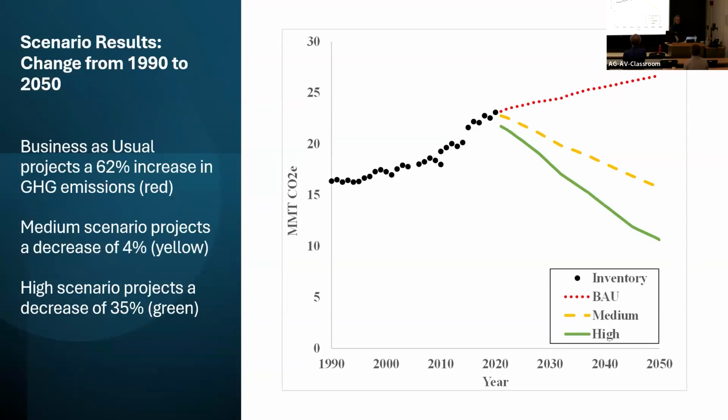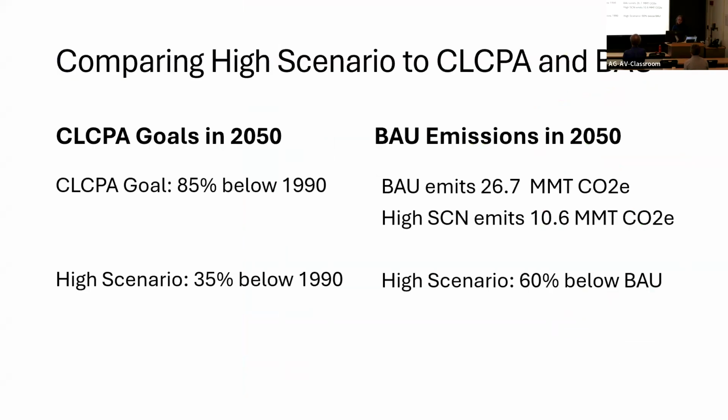In the high scenario, it is only a 35% reduction from the 1990 levels. And that includes a significant portion of afforestation happening on our former agricultural lands. So just to recap, the CLCPA goal for 2050 is that all sectors reduce emissions 85% below 1990 levels and are net neutral by 2050. And the high scenario only got us 35% below 1990 levels and includes significant sequestration.